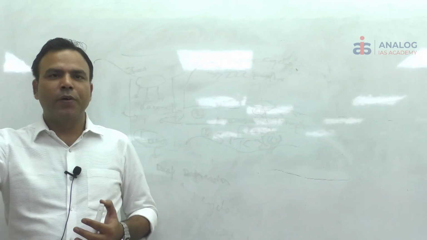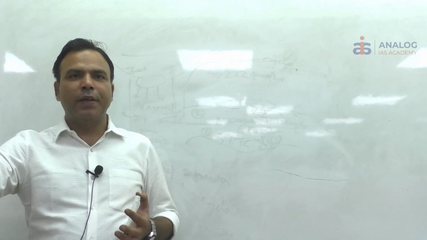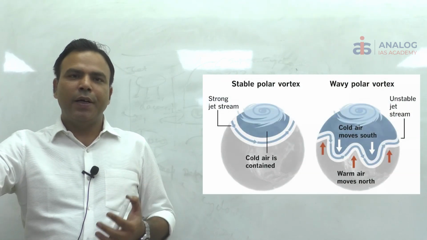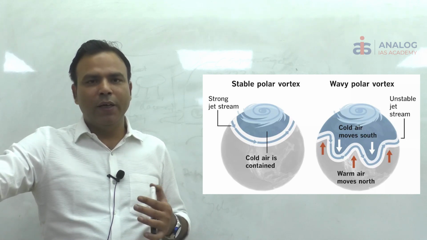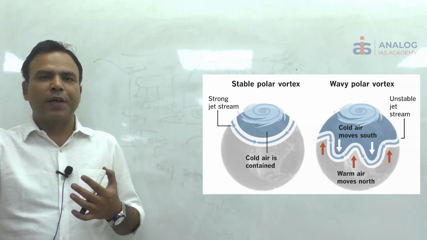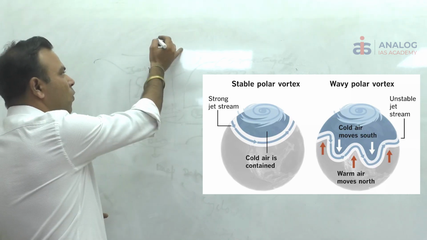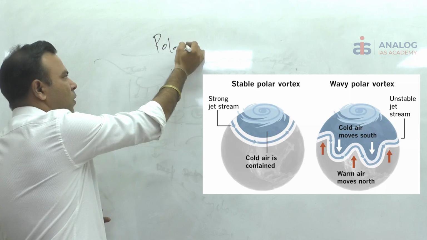This topic is very important for explaining the extreme weather events in the mid latitudes and high latitude areas, also explaining the heat waves, cold waves, floods and drought events. Let's begin this topic, polar vortex. So what is polar vortex?